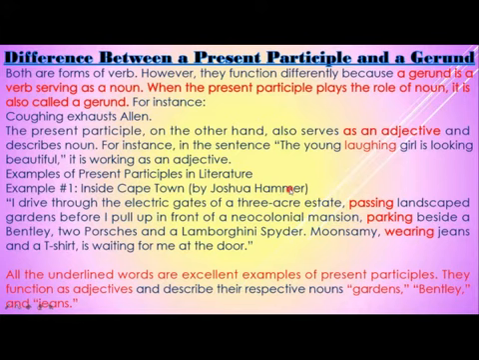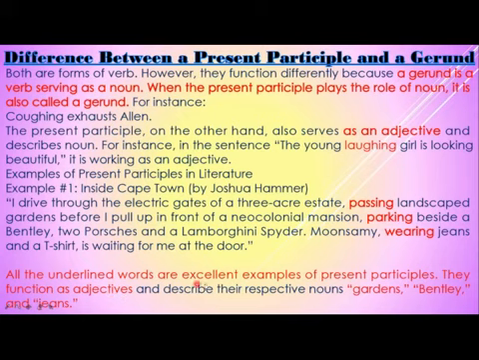Examples of present participles in literature. Inside Cape Town by Joshua Hammer. "I drive through the electric gates of a 3-acre estate, passing landscaped gardens before I pull up in front of a neo-colonial mansion, parking beside a Bentley, 2 Porsches and a Lamborghini Spider. Monsme wearing jeans and a t-shirt is waiting for me at the door."